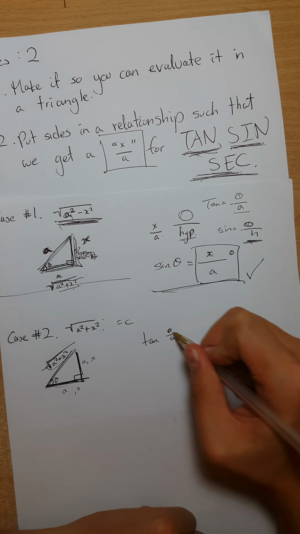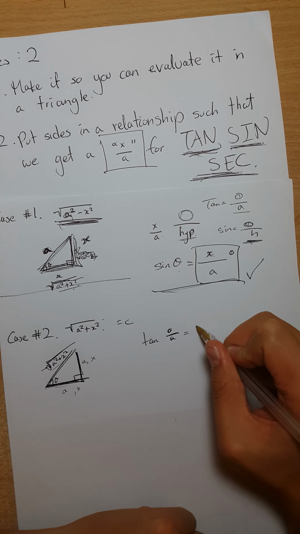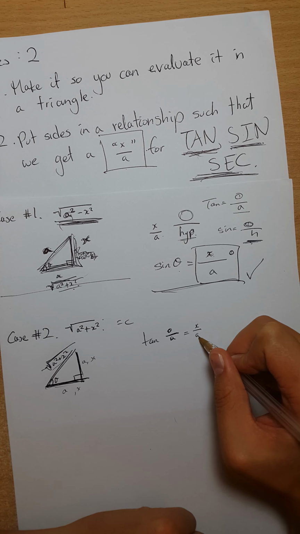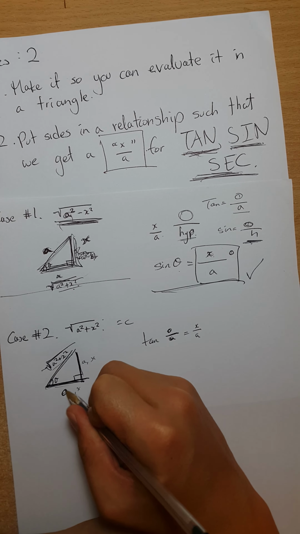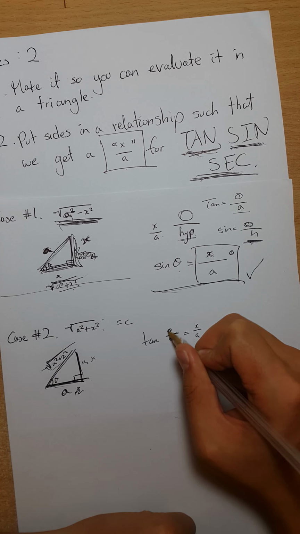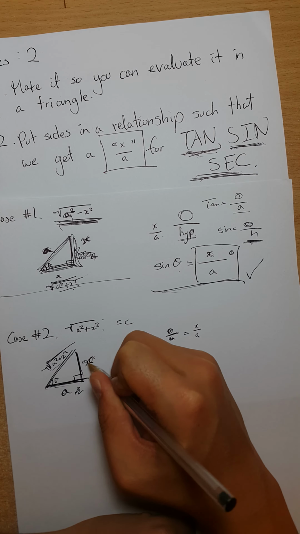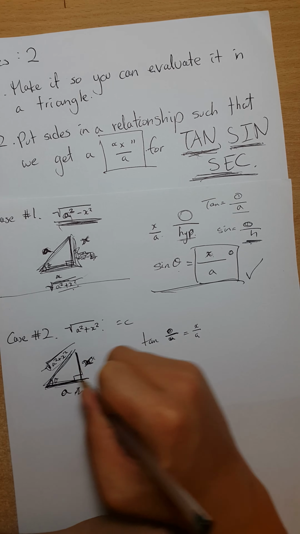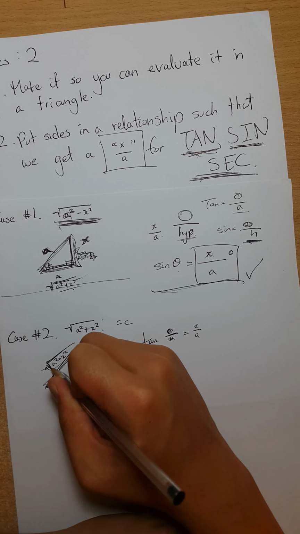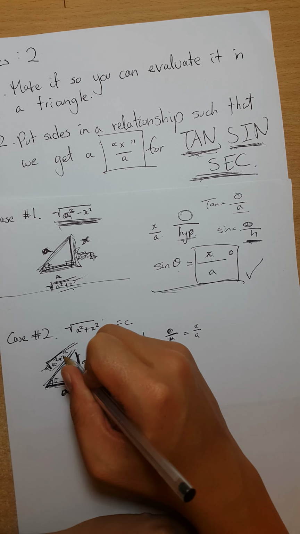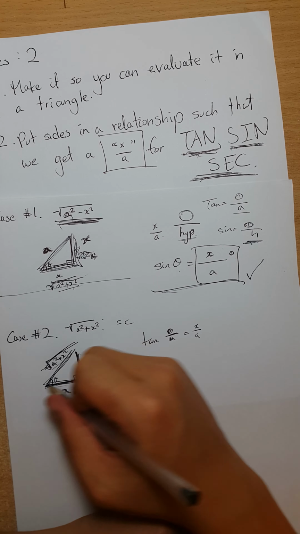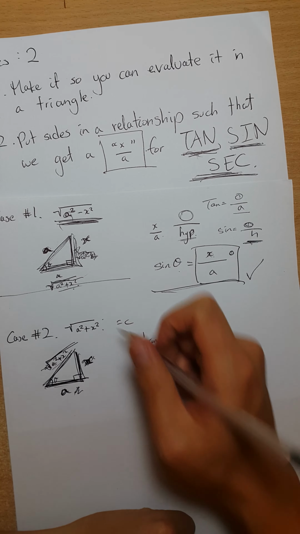Okay, so because tangent is opposite over adjacent and it has to equal x over a, adjacent is going to be a, and opposite is going to be x here. So if we look at this triangle, x is here, a is here, and the hypotenuse is going to be the square root of a squared plus x squared. Okay, now this is the triangle for case number 2.